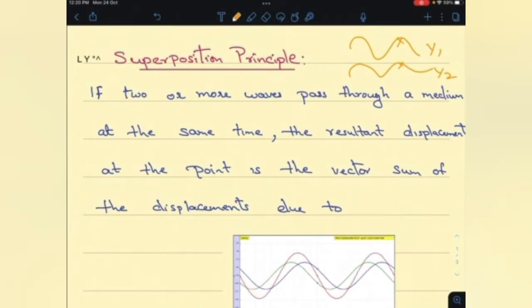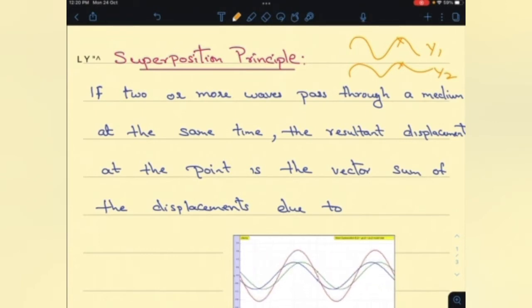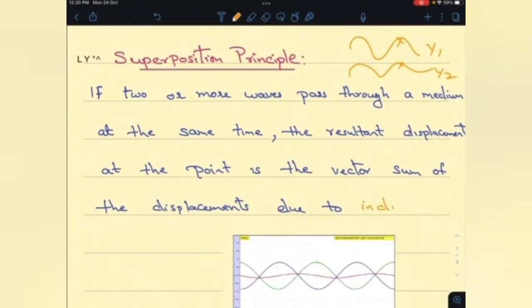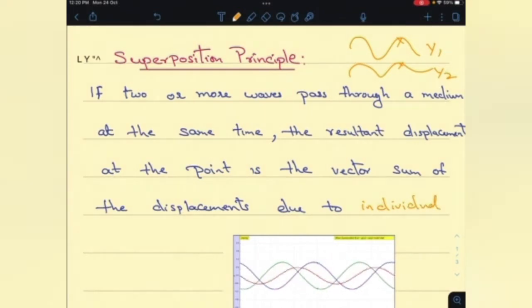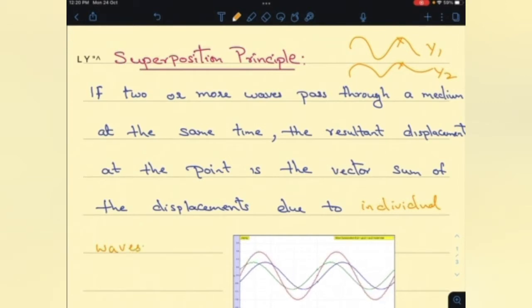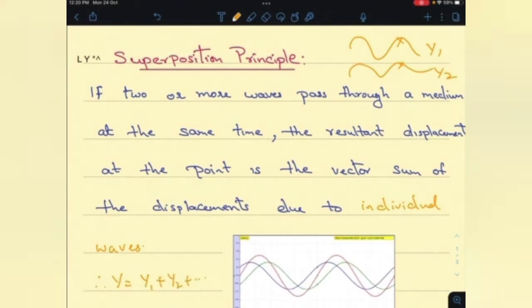Therefore, total displacement y is equal to y1, y2, etc. There are many waves and you can put y is equal to y1 plus y2 plus etc. So here you can see a blue wave and also a green wave. They are traveling, and red is the resultant of these waves.